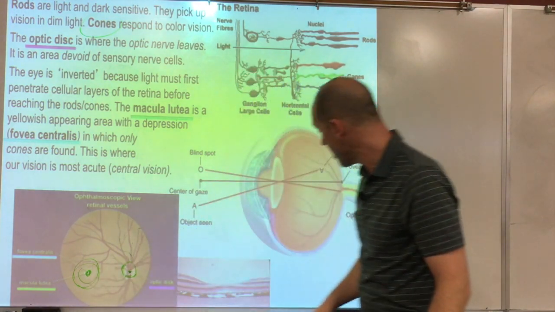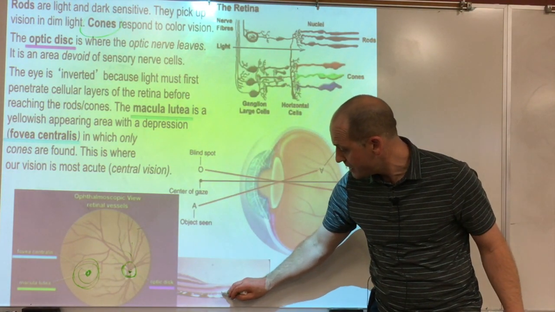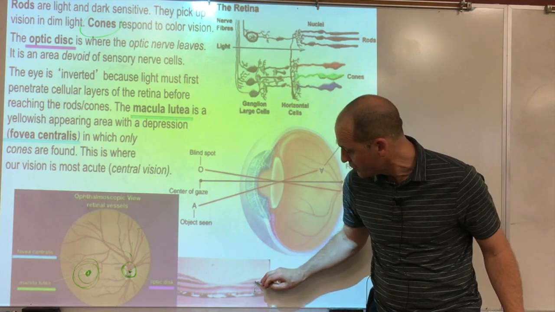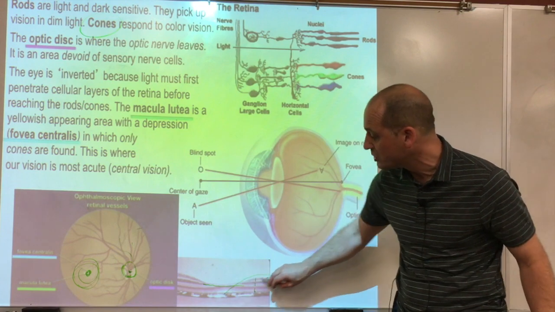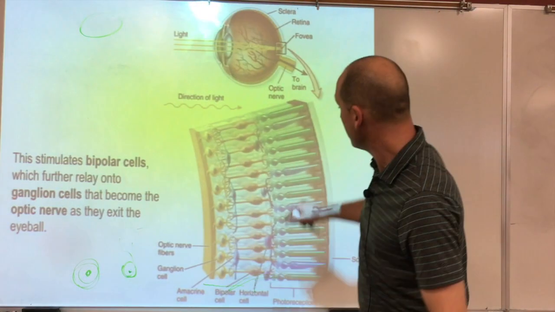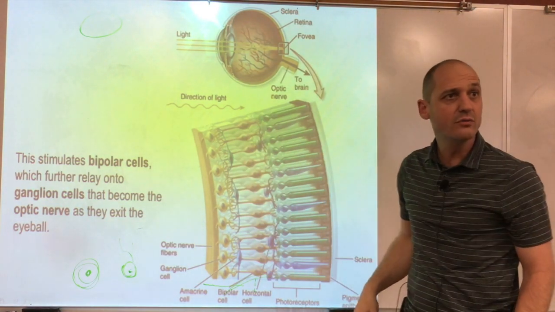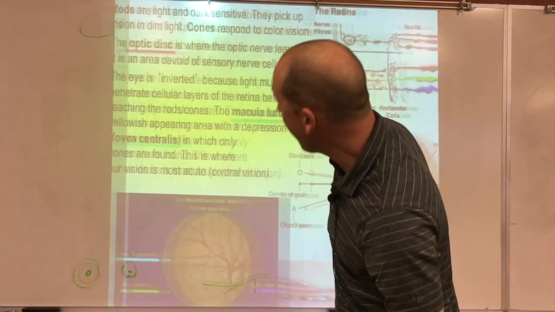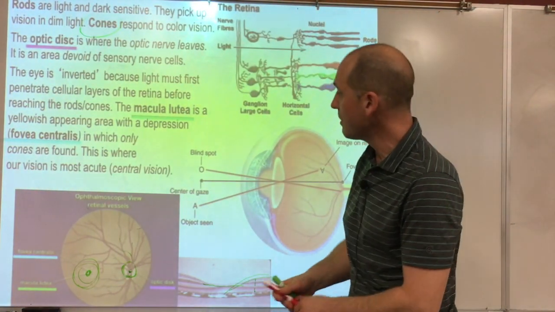And so in that area, this is a cross section, you look at these cells here, 1 cell, 2 cells, 3 cells down in this area, in the fovea centralis, they're all pushed to the side. So all those extra layers are pushed to the side, so the light goes straight onto the cones, and we have really good vision right there. So that's what happens there. That's the fovea centralis, the macula lutea.